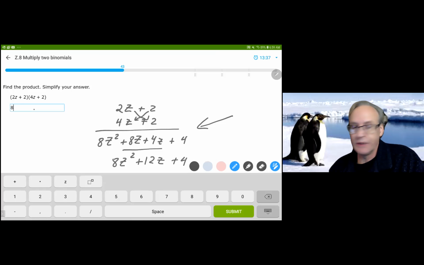Ultimately, your goal should be to do these in your head anyway. Z squared plus 12z. And we have a plus 4 at the end.